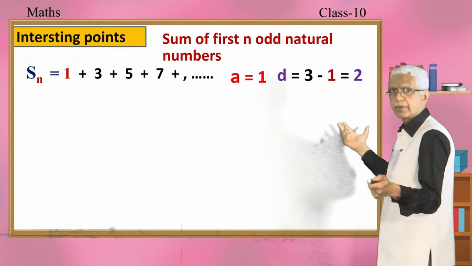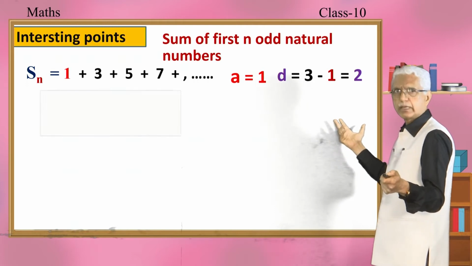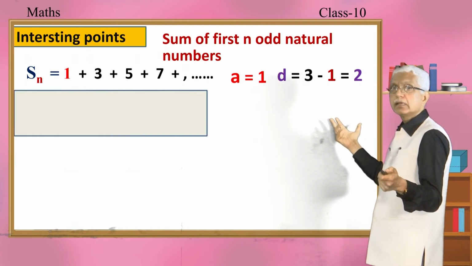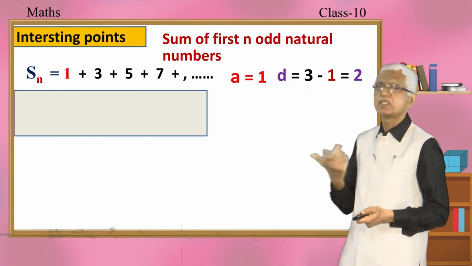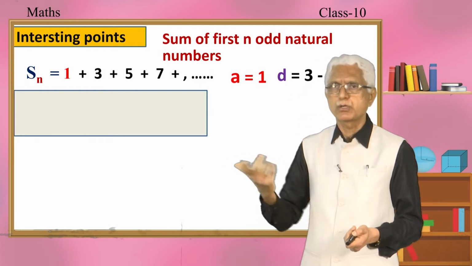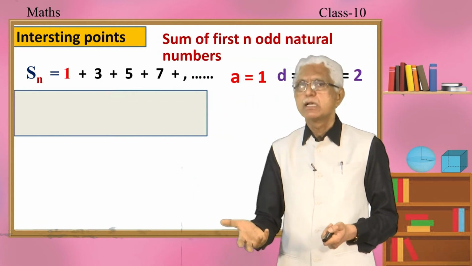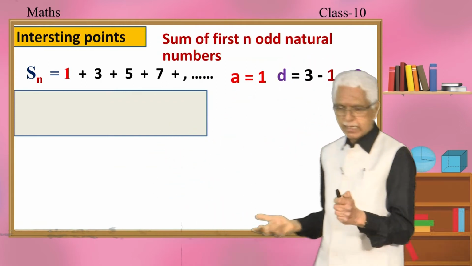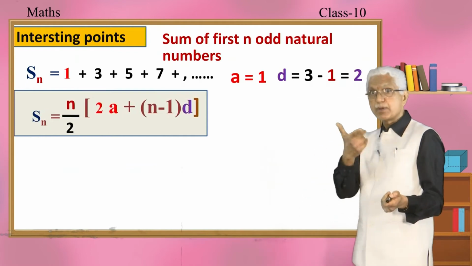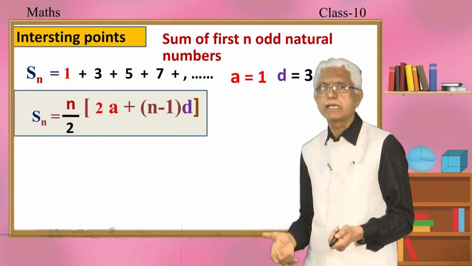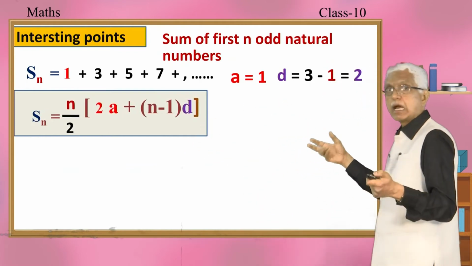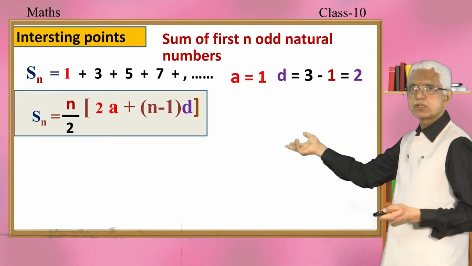Common difference is 3 minus 1, that is equal to 2, beautiful, excellent. And if you want to find the sum of this series, which formula are you going to use? Are you going to use Sn is equal to n by 2 into a plus l? You will not, because you do not know n, okay. Probably I will be using n by 2 into 2a plus n minus 1 into d, because I know the first term is 1 and the common difference is 3 minus 1, which is equal to 2, right.